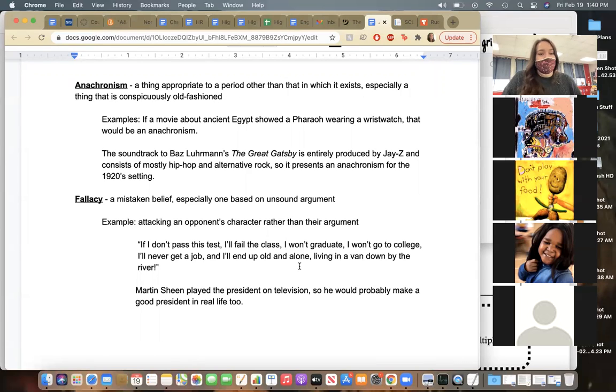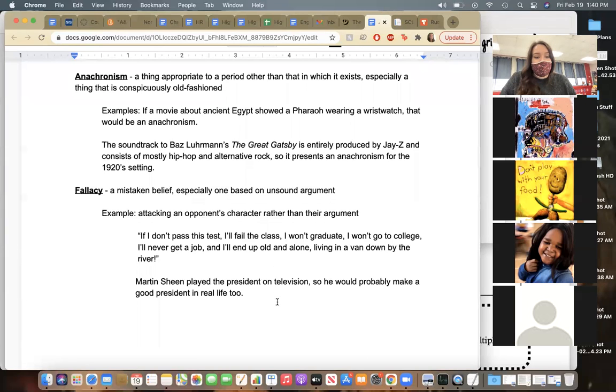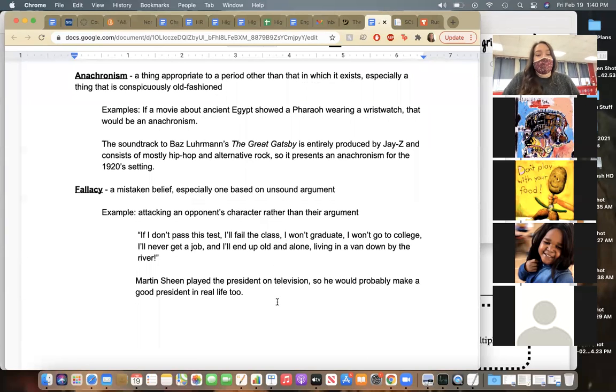The second example I have is, if I don't pass this test, I'll fail the class, I won't graduate, I won't go to college, I'll never get a job, and I'll end up old and alone living in a van down by the river. Again, the logic doesn't pan out there. And a third example here is Martin Sheen played the president on television, so he would probably make a good president in real life too. That logic is very fallacious.